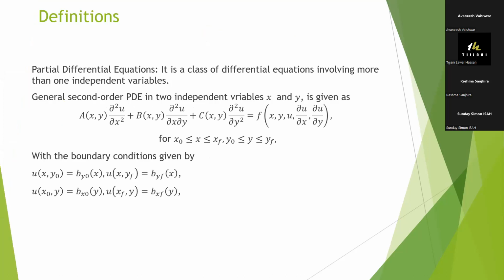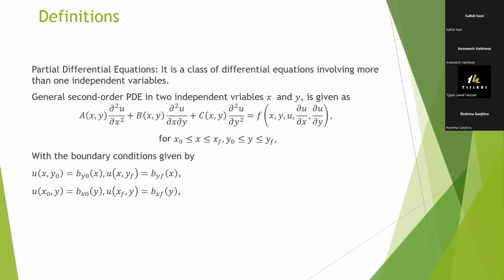Partial differential equation is a class of differential equation involving more than one independent variable. All of you are familiar with this definition. This is a very basic definition. So a general second order PDE in two independent variables x and y is given as a(x,y) ∂²u/∂x² + b(x,y) ∂²u/∂x∂y. This is the mixed derivative, second order.